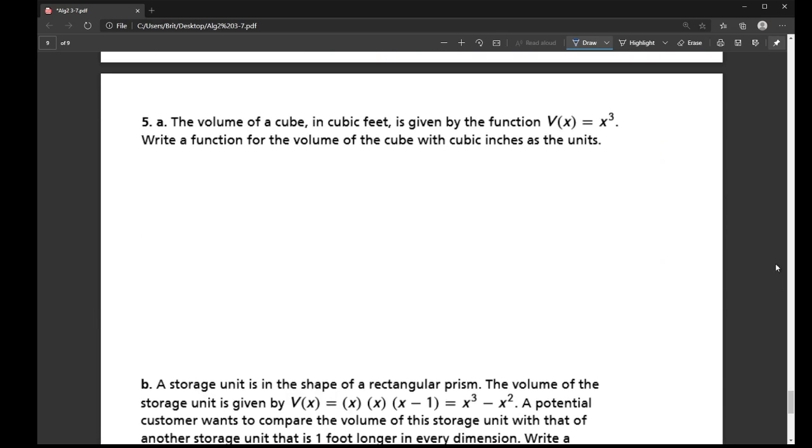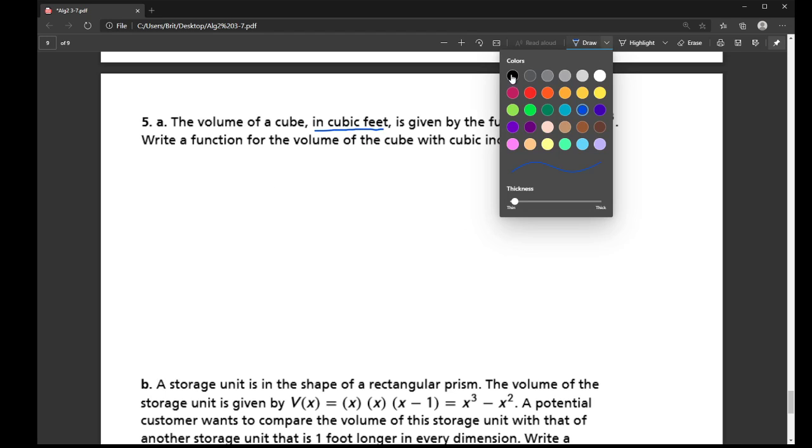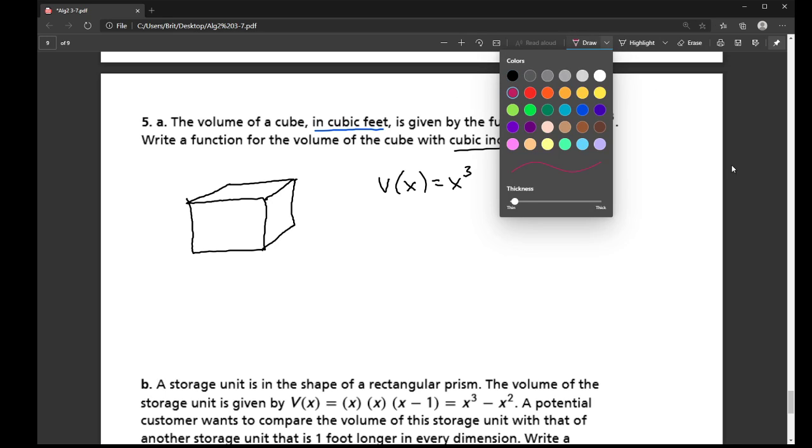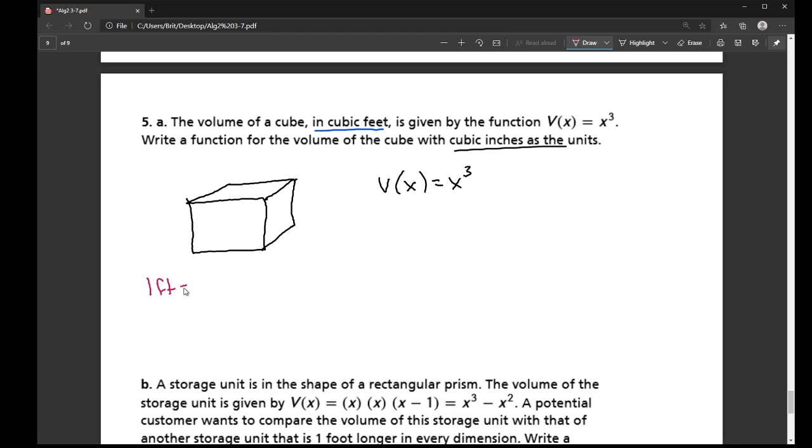Alrighty, so here they're giving us another one. It says the volume of a cube in cubic feet. Okay, so again we have a cube like this, is given by the function v of x equals x cubed. It says write the volume of the function if the volume is in cubic inches as the units. Now remember, 1 foot is the same thing as 12 inches. So if I take the length, width, and height here and I multiply them by 12, I would get the number of inches that are there.